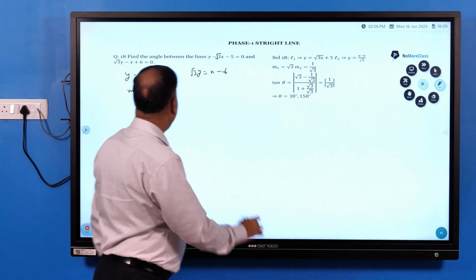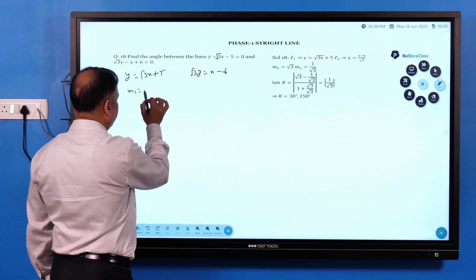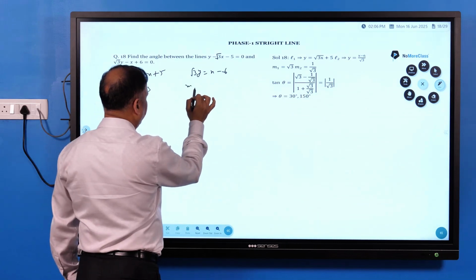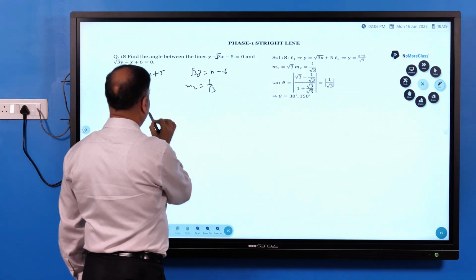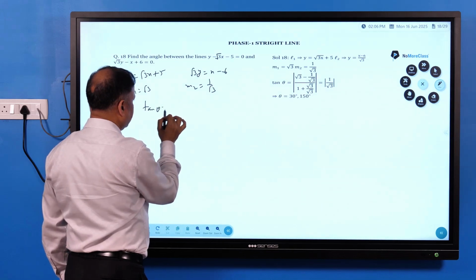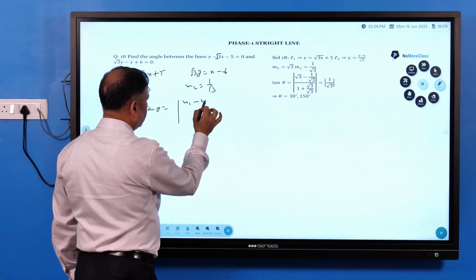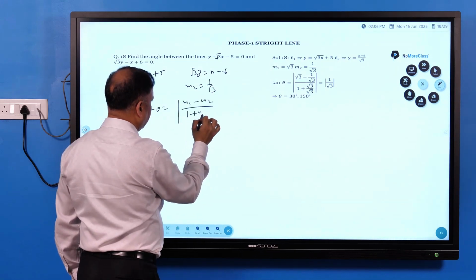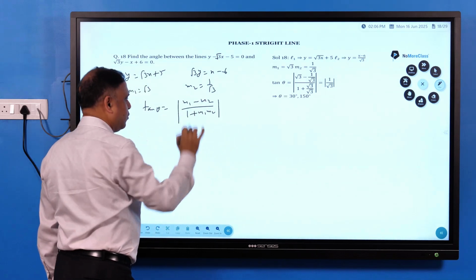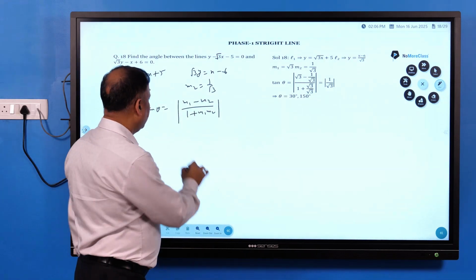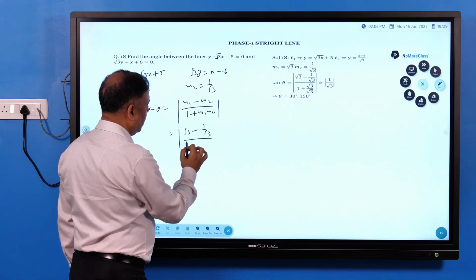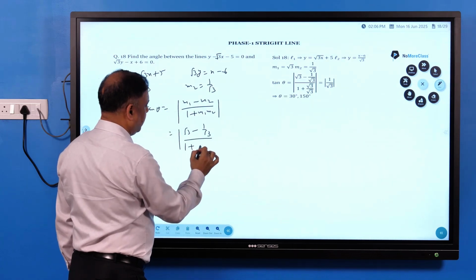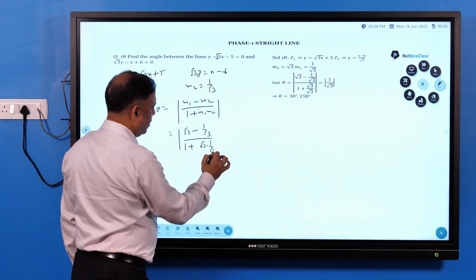So m is the coefficient of x, when the coefficient of y is 1, so m1 is √3, and m2 is equal to dividing by this, 1 upon √3. So now use the formula, the angle between two lines is given by m1 minus m2 upon 1 plus m1 m2. Any one of them you can take as m1, the other becomes m2. So this will be m1 is √3 minus 1 upon √3 upon 1 plus m1 m2, √3 into 1 upon √3.